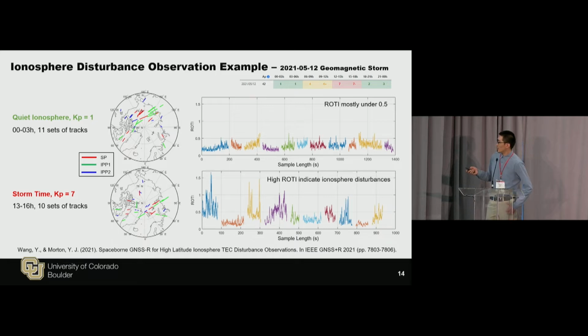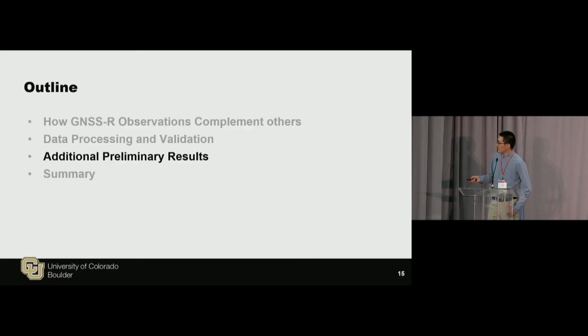So we calculate the ROTI for each set of data we selected, and these are all randomly selected time periods. And we see obvious sensitivity of using this ROTI of the refraction signal to sense the disturbances in the ionosphere. I also have some very preliminary but very interesting results to share.